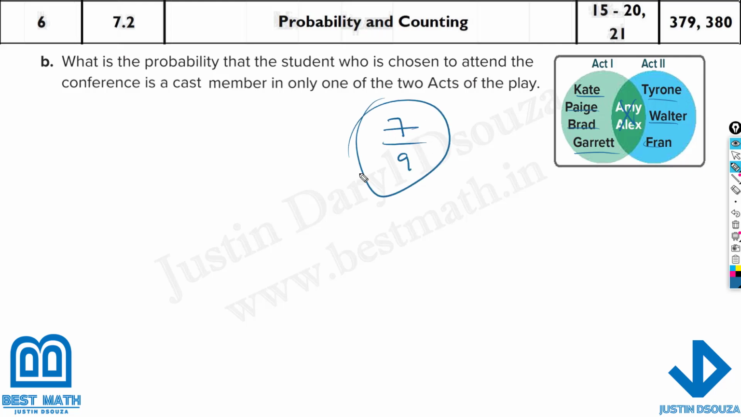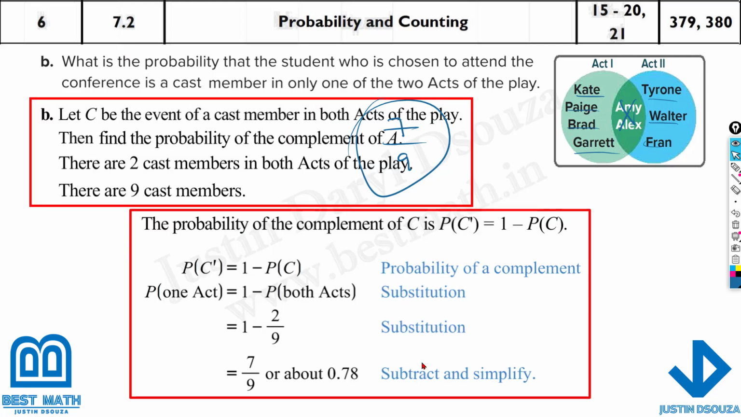Total are 9. So 7 by 9 is the probability that if you randomly choose a person, they will be in only one specific act, not both. Only one of the two acts. So the answer is 7 by 9, or 78%.